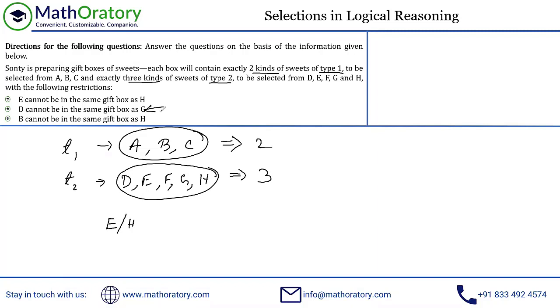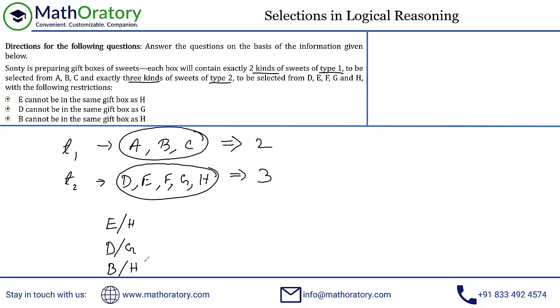In the second point, we have D cannot be in the same gift box as G. So it's the same condition. D or G, one could be selected. B cannot be in the same gift box as H. So we have something like this. Now, visually collecting these kind of informations is very important. This is something I've mentioned in our classes.